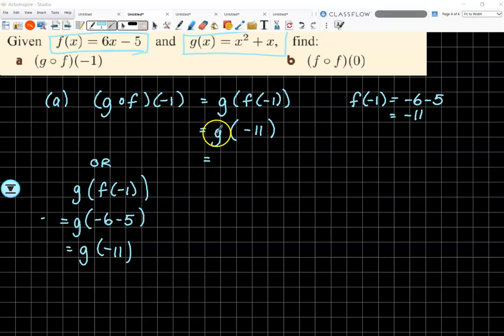Go to your g function, and wherever x is, we're now going to replace it with minus 11. So instead of x squared, it's going to be minus 11 squared plus minus 11. So I'm just going to say minus 11. So 121, take 11, I get 110. I said 110, but I wrote 120.